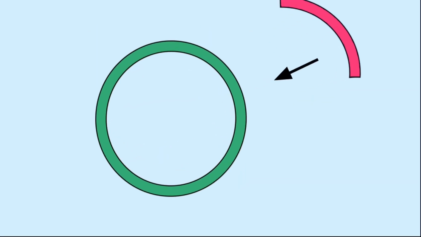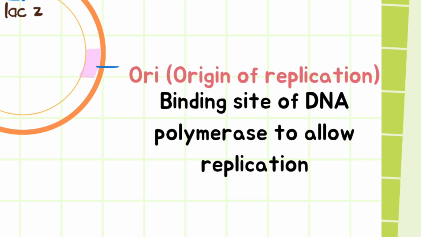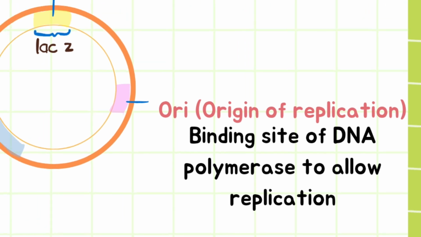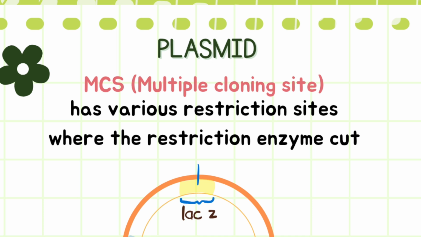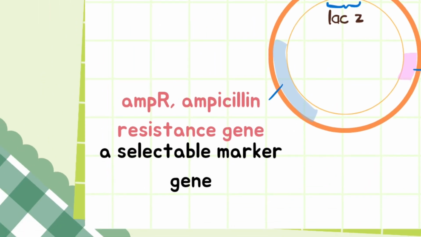For your information, there are three components contained in a plasmid. The first one is ORI, the origin of replication, which is the binding site of DNA polymerase to allow replication on its own. The second one is the multiple cloning site, MCS. It has various restriction sites where the restriction enzyme cuts. And the last component is an ampicillin antibiotic resistance gene, AMPR, which is a selectable marker gene.